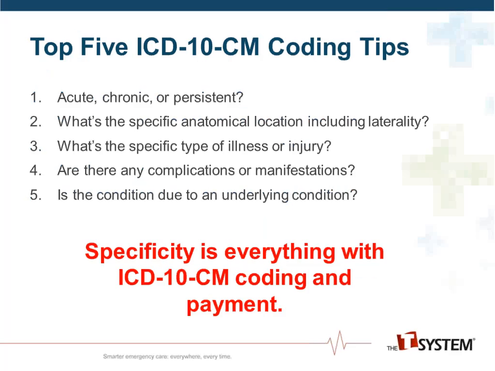What's the specific anatomical location, including laterality? What's the specific type of illness or injury? Are there any complications or manifestations? I know that that's a hard one to pull from documentation today, and that is not exclusive to ICD-10. Is the condition due to another underlying condition? I don't think I can make the point too strongly, and it's in big red bold letters on the slide. Specificity is everything with ICD-10-CM coding and payment.